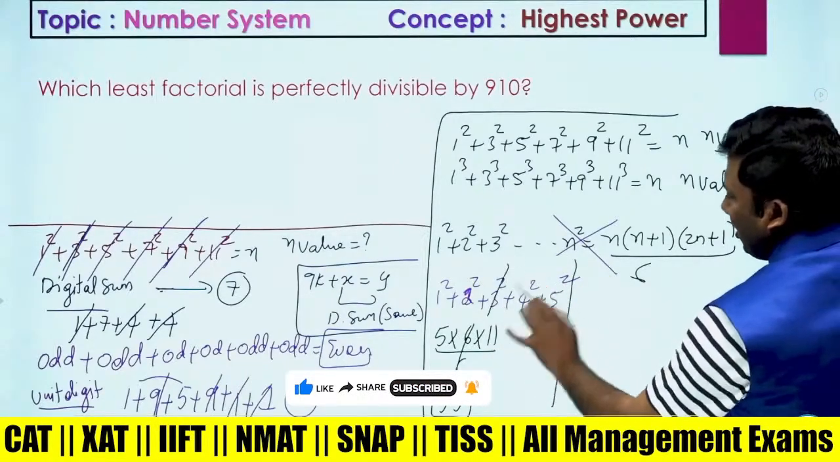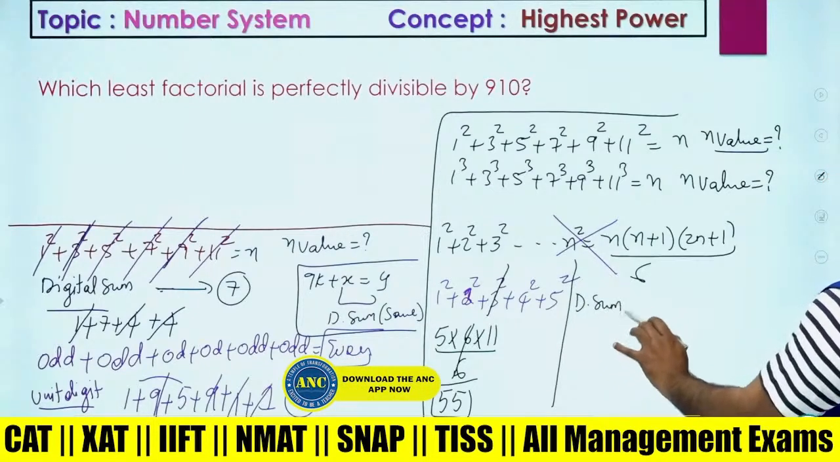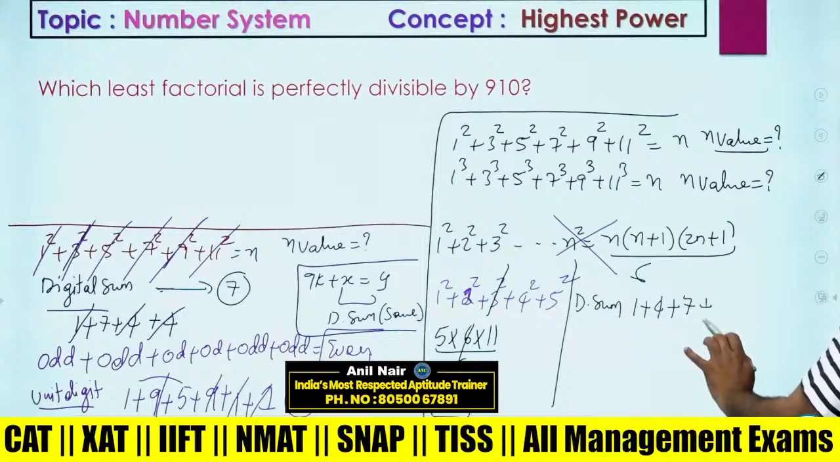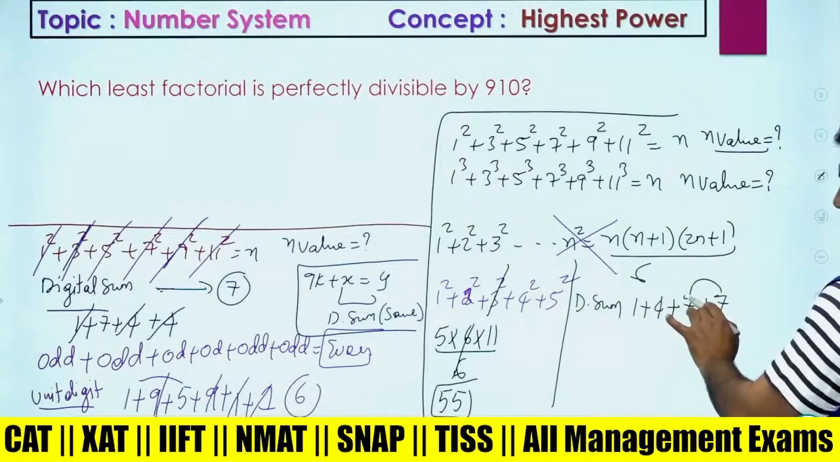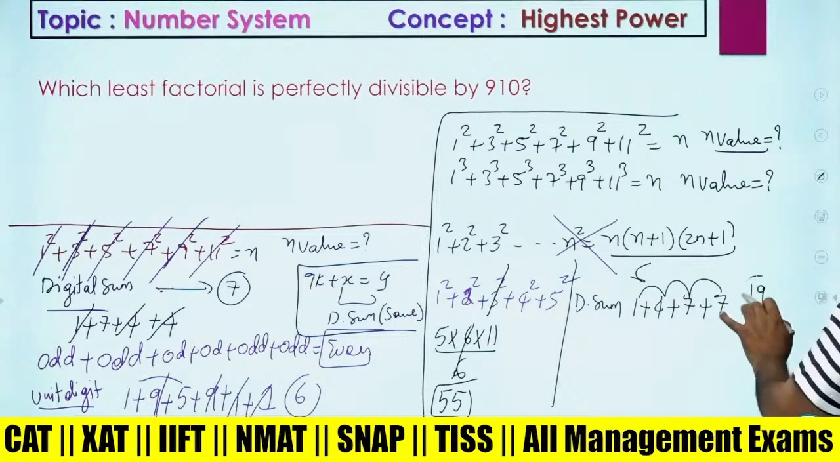First thing, 3 square it is 9. First I am using digital sum. 1 square it is 1. 2 square 4. 4 square 16, 7. 5 square 25, 7. 7 plus 7, 14. 14 plus 4, 18. 18 plus 1, 19.